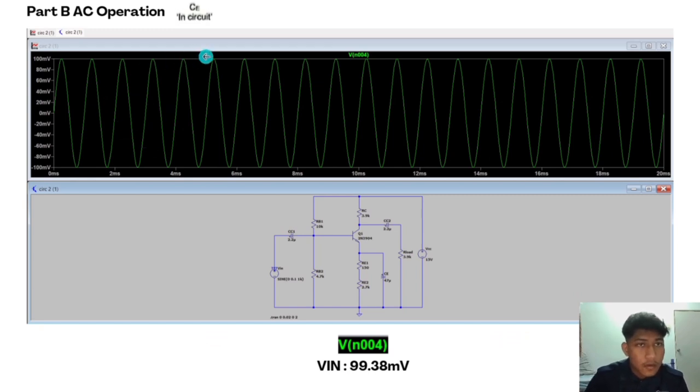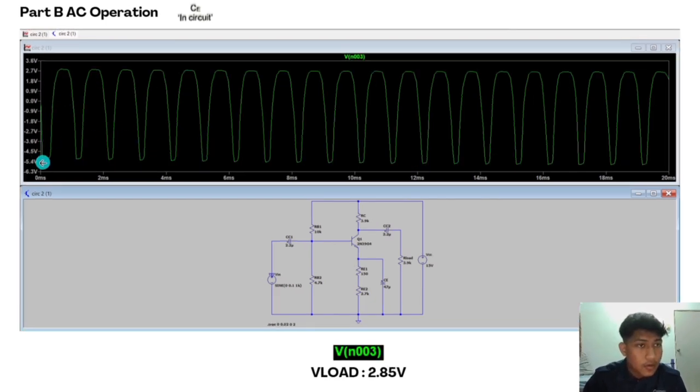For part B, the CE is in the circuit, so this capacitor is connected, not like the first one, which is not connected. Vin is the same as in the first circuit, 0.1 volt, frequency 1 kilohertz. This is for Vin, 100 millivolts. The second one is for VLoad. VLoad is 2.85 volts.